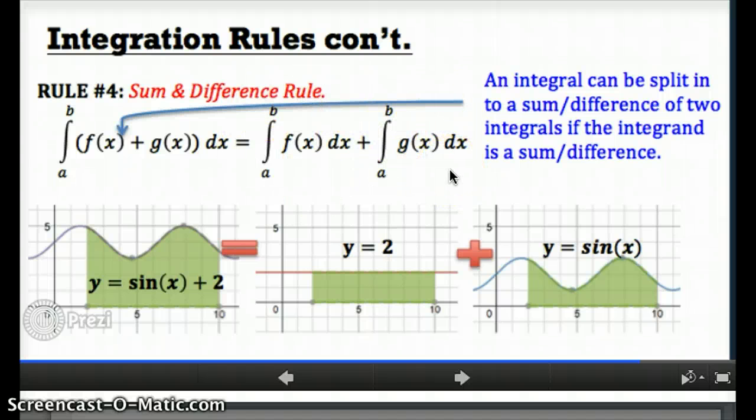Again, if you think about the fact that really an integral is a limit of something, this should be perfectly reasonable, because you know that we're allowed to split limits as long as they both exist. Of course, the same thing is true here.